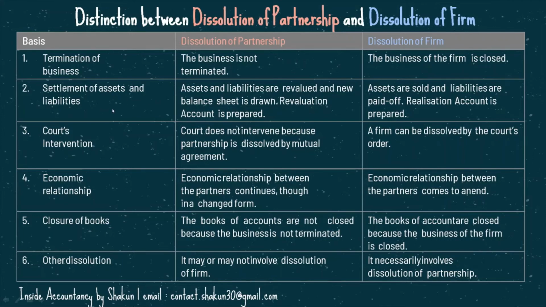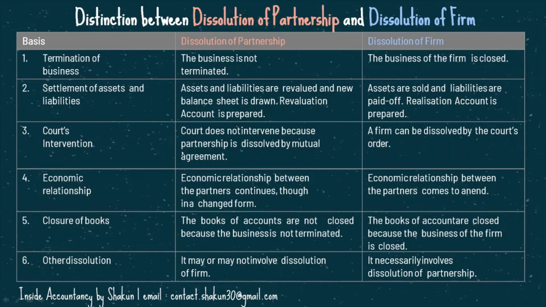Settlement of assets and liabilities. In case of dissolution of partnership, assets and liabilities are revalued and a new balance sheet is drawn. The revaluation account is prepared as you used to do in case of admission, retirement and change in profit sharing ratio. But in case of dissolution of the firm, we are not going to revalue the assets because we are closing the firm. So assets are sold, liabilities are paid off, and instead of revaluation account, we prepare the realization account. So I hope you understand the difference: in case of dissolution of partnership, the assets and liabilities are revalued because the firm continues. But in case of dissolution of firm, they are realized, they are paid off.